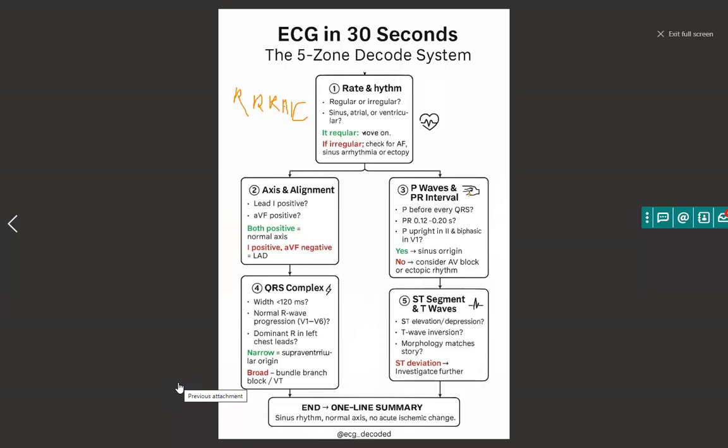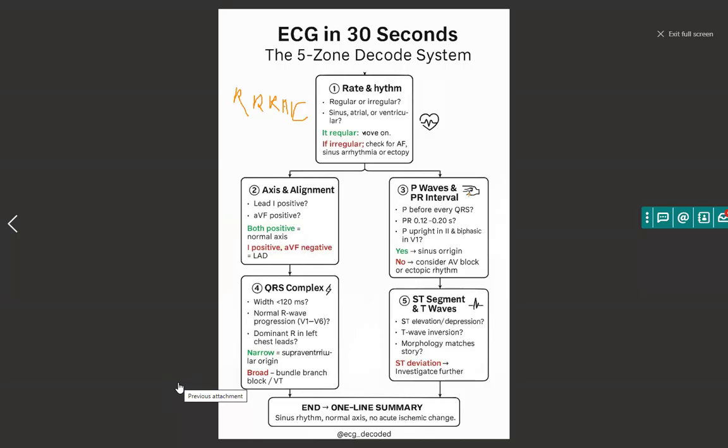Now for me, my C is context. Apologies to those who made this, they didn't quite follow the instruction. In part I, we talked about R is rate, rhythm, regularity, axis, intervals. C is context, and context is king, right? Context is everything.